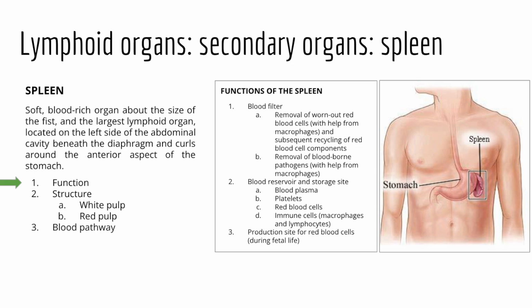Further, the spleen acts to remove bloodborne pathogens from the blood. In the next slide, I'll show you that we have resident macrophages that spend their time filtering blood as blood moves through the spleen. And so those macrophages are going to help detect and remove foreign pathogens like bacteria and viruses from the blood.